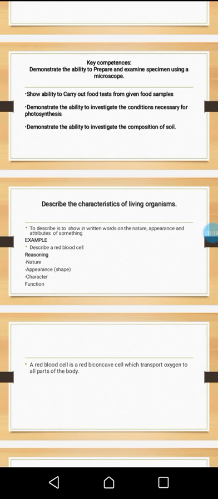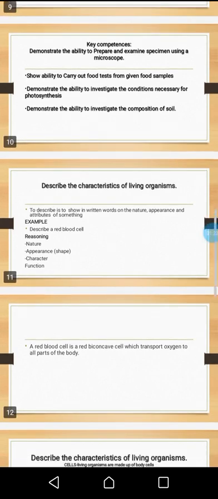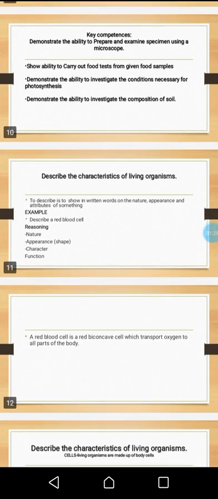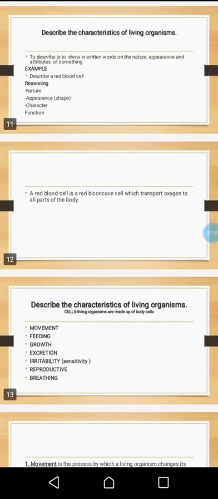Demonstrate the ability to investigate the conditions necessary for photosynthesis. Demonstrate the ability to investigate the composition of soil. So these are the things that we'll talk about at a later stage. So today we want to focus on describing characteristics of living organisms.